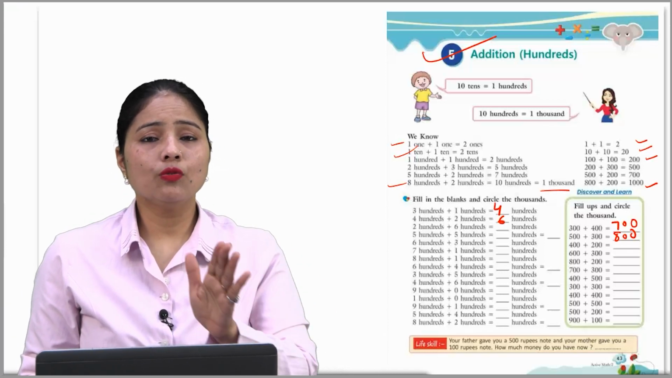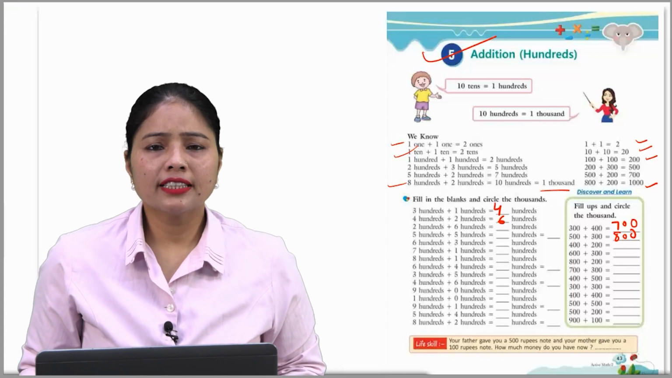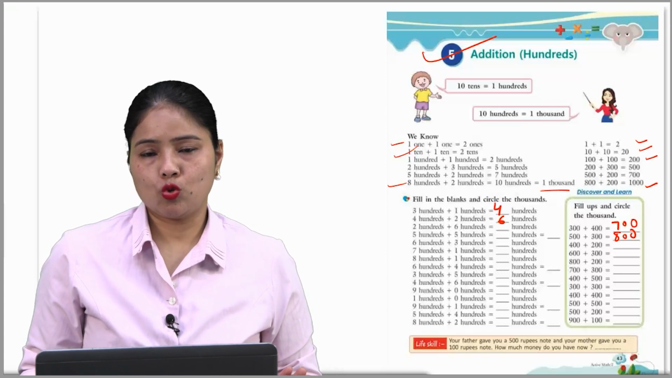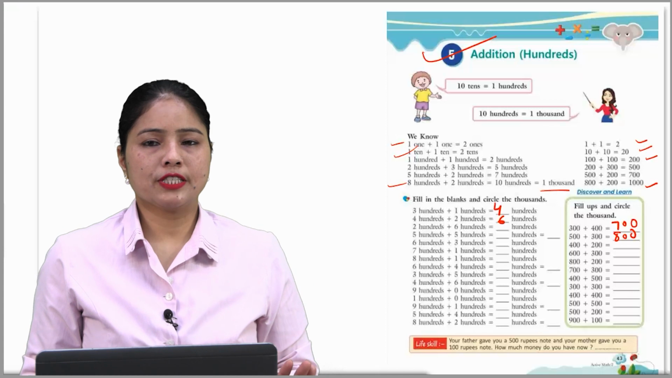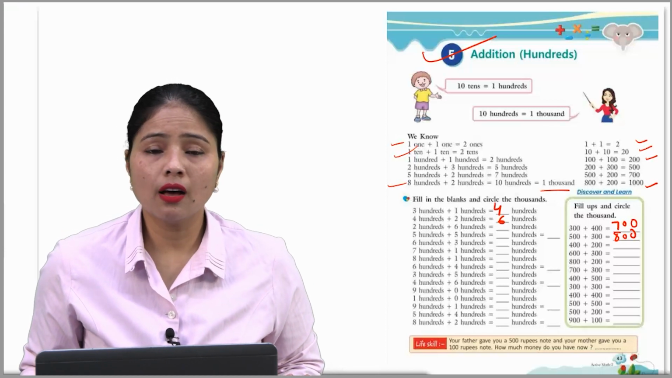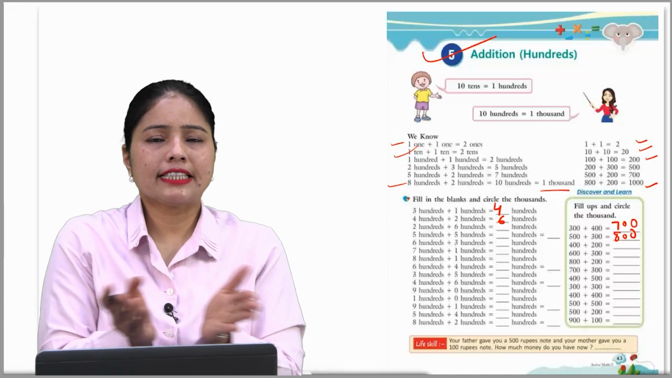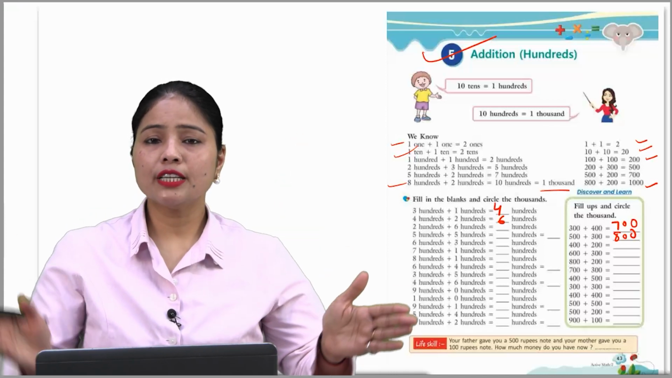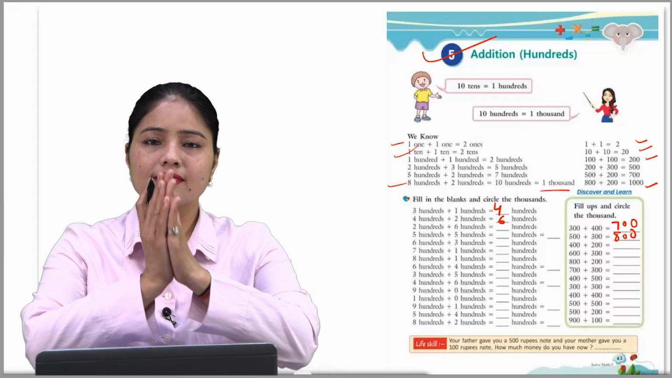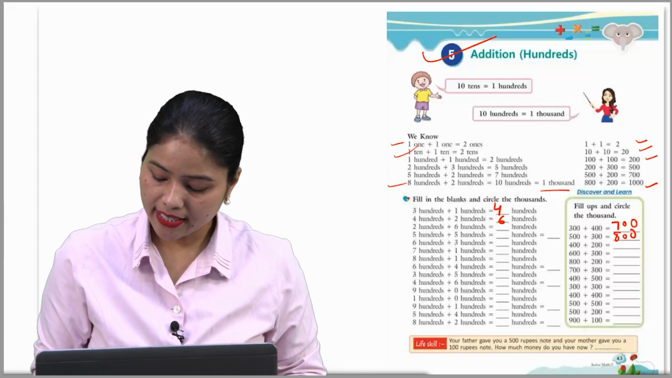Okay. Now life skill. Your father gave you a 500 rupees note. And your mother gave you a 100 rupees note. How much money do you have now? Yes, 500 plus 100 is together 600. So write 600 here.